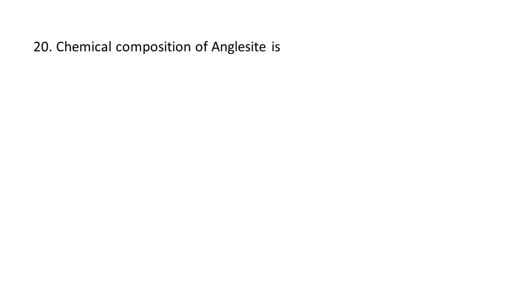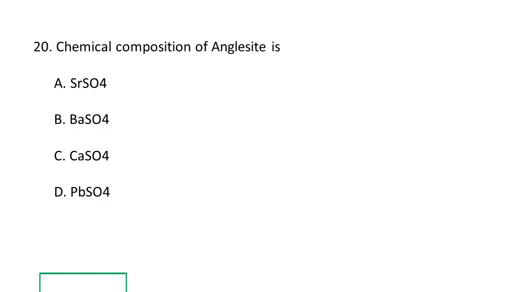Next question. Chemical composition of anglesite is A. SrSO4, that is strontium sulfate, B. barium sulfate, C. calcium sulfate and D. lead sulfate. Chemical composition of anglesite is lead sulfate. It contains 74% lead by mass.